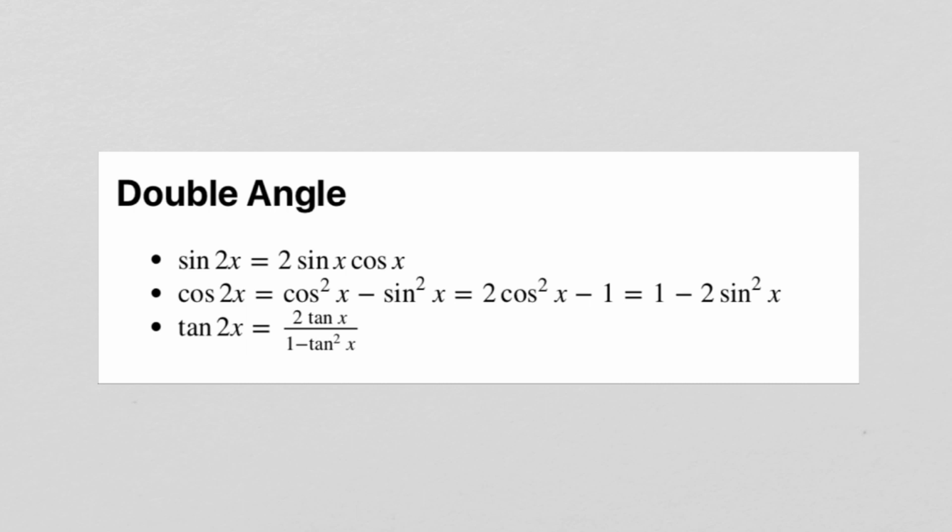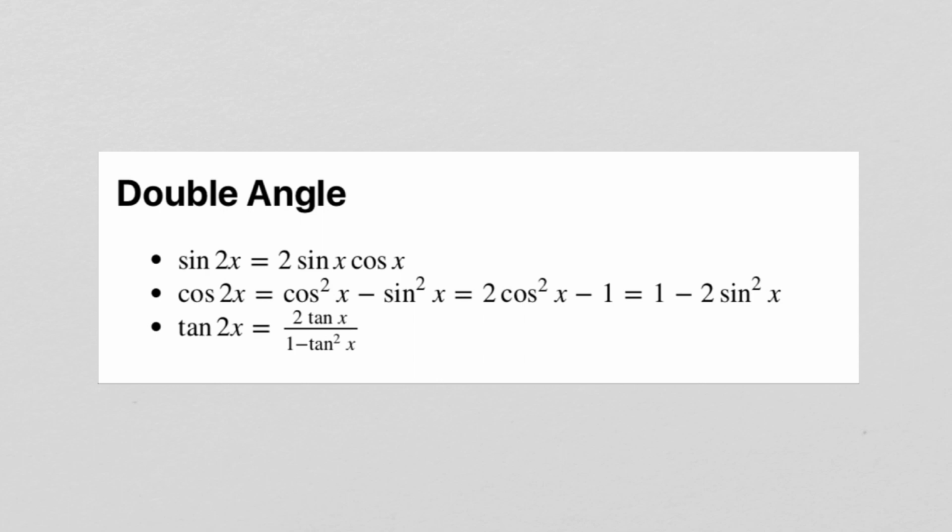Double angle identities. Sine 2x equals 2 sine x cosine x. Cosine 2x is equal to cosine squared minus sine squared. It can also be 2 cosine squared minus 1, or 1 minus 2 sine squared. Tan 2x equals 2 tan divided by 1 minus tangent squared.